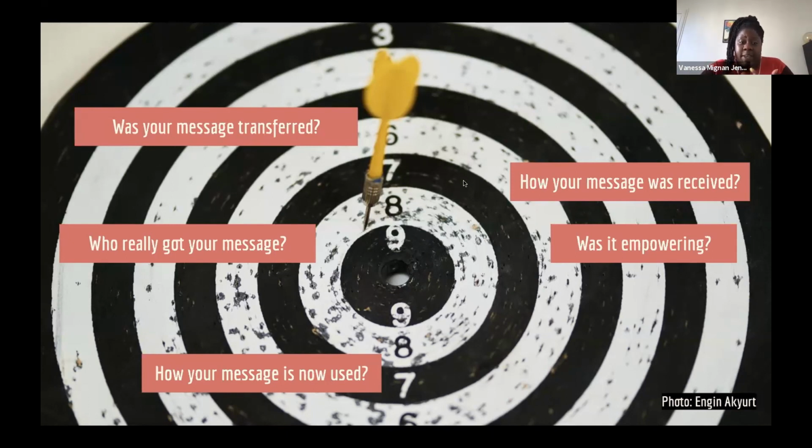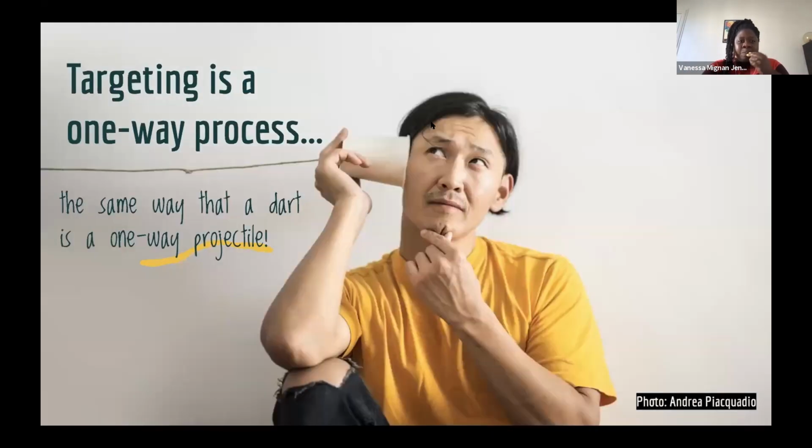if the people who you were expecting to have this message received it really, or maybe you have this new audience that you don't know about, and you don't know how this message is used, because science communication can also be a tool for people to use in their own life in different ways. And this is, for me, the main problem with targeting.